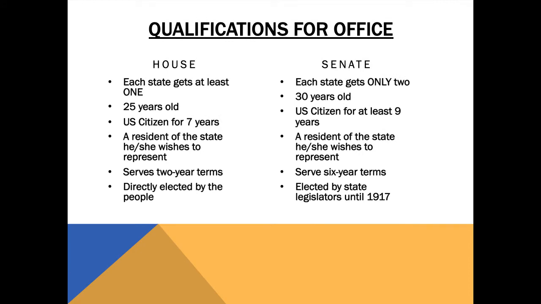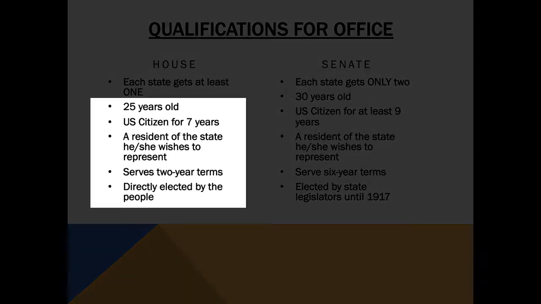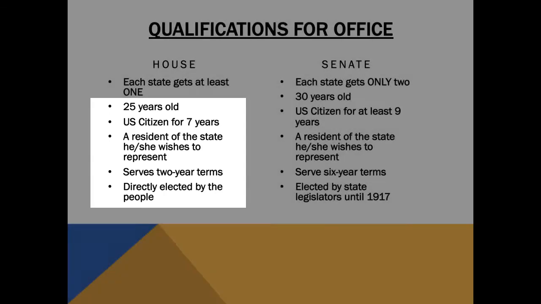When we look at the qualifications for House and Senate side by side, you might begin to notice some important differences. And this can kind of help illustrate how the framers perceive the underlying purpose of each chamber. You'll notice that the qualifications for being a member of the House are far less stringent than for the Senate. They're younger, citizenship requirements are less strict, they only serve 2-year terms, and they are directly elected by the people.